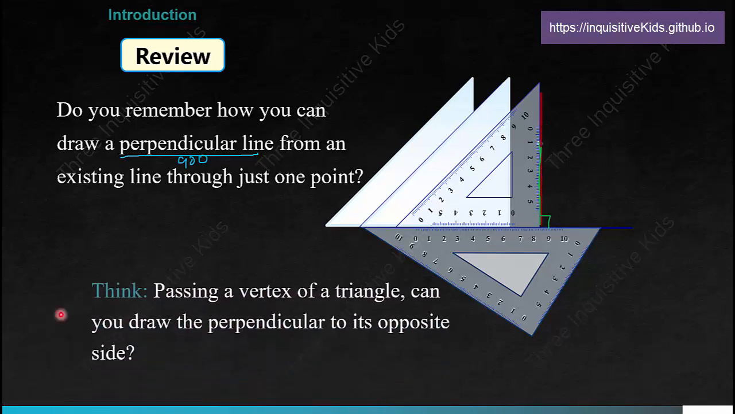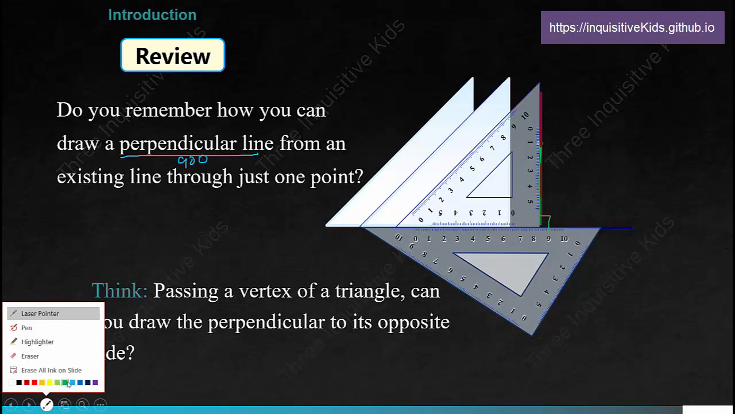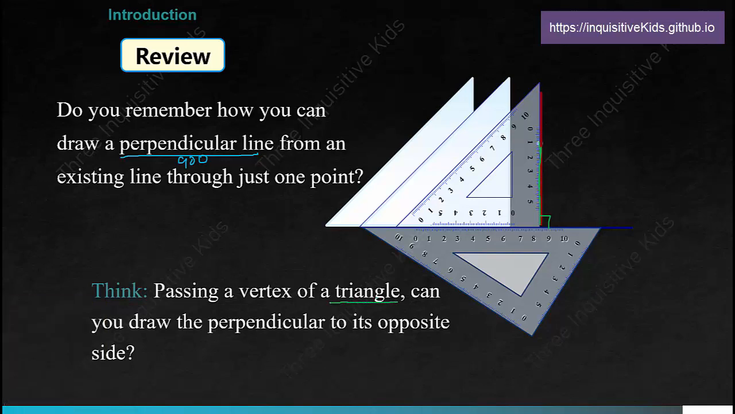So now think. Passing a vertex of a triangle, can you draw the perpendicular to its opposite side? Notice this isn't just a line and a point anymore. It's a triangle, so the vertex of a triangle. Can you draw the perpendicular line to its opposite side? Hint: you can think of this whole figure right here as part of a triangle.